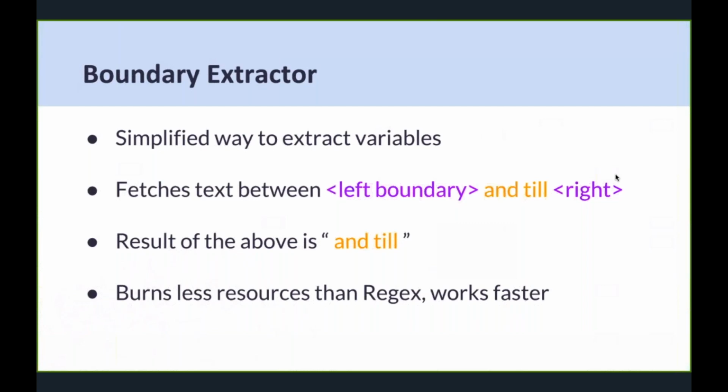It's not only much easier to build this kind of extraction, but it also works faster than a regular expression, and it burns fewer resources for you, which means you can get more hits per second from your JMeter on your machine using the boundary extractor than the regular expression extractor. This is a good new component. Let's review how it works.